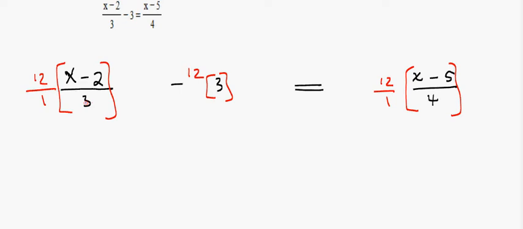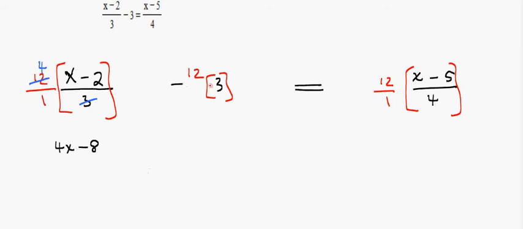this 3 divides into 12, and it goes 4 times. So sometimes students will distribute the 12 through the numerator, but that's not a 12 that's going through the numerator. It's only a 4, because we're going to reduce it. And so we end up with 4 times x is 4x, and 4 times negative 2, which is negative 8.